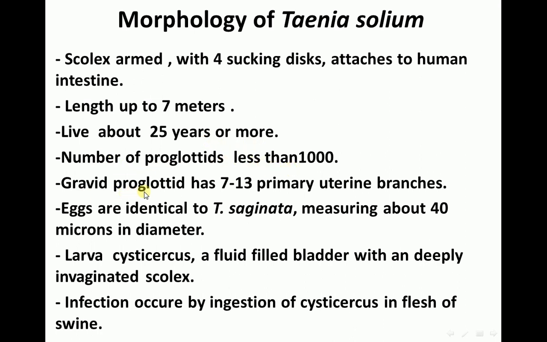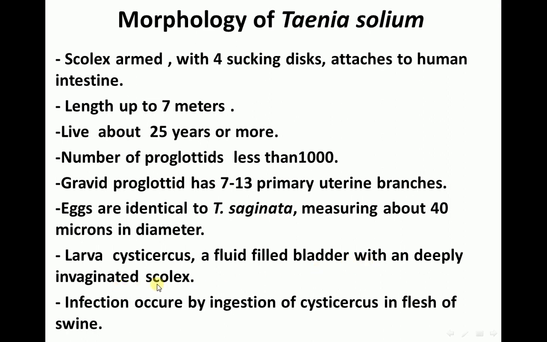Gravid proglottid has 7 to 13 primary uterine branches. Eggs are identical to Taenia saginata, measuring about 40 microns in diameter. Larva cysticercus is a fluid-filled bladder with a deeply invaginated scolex.